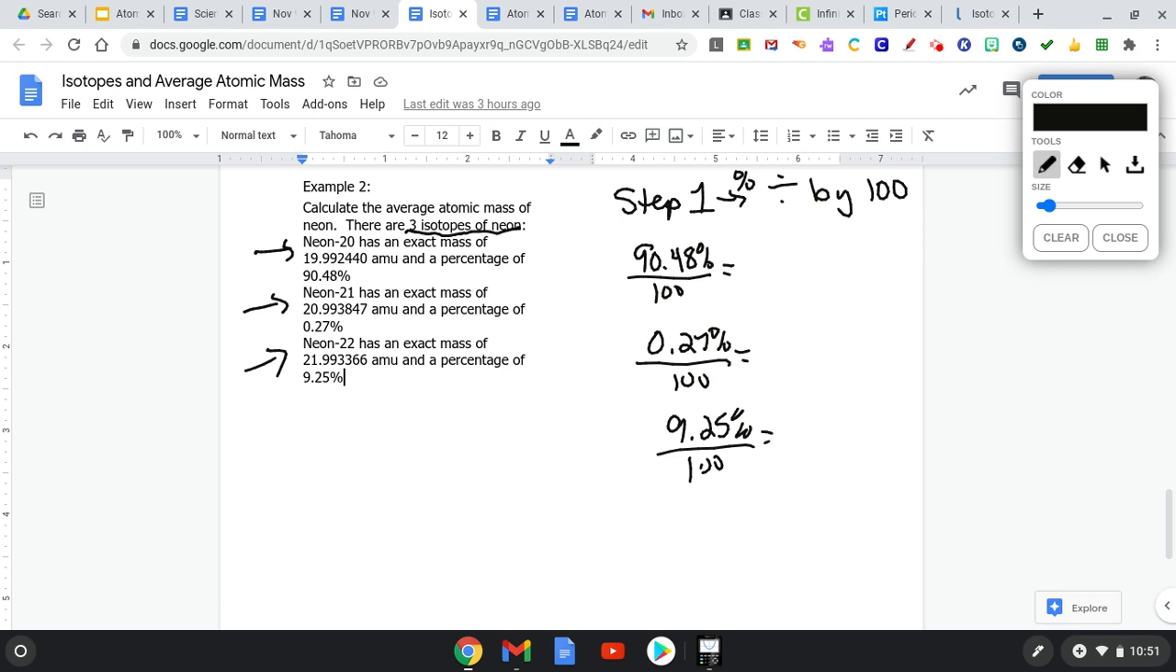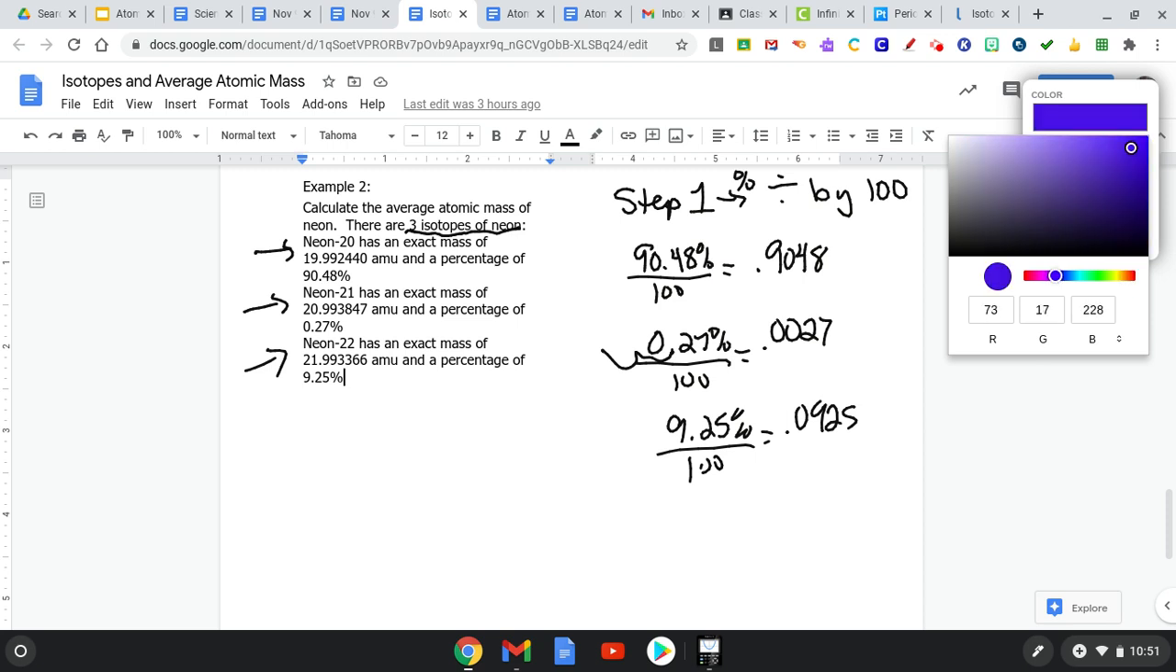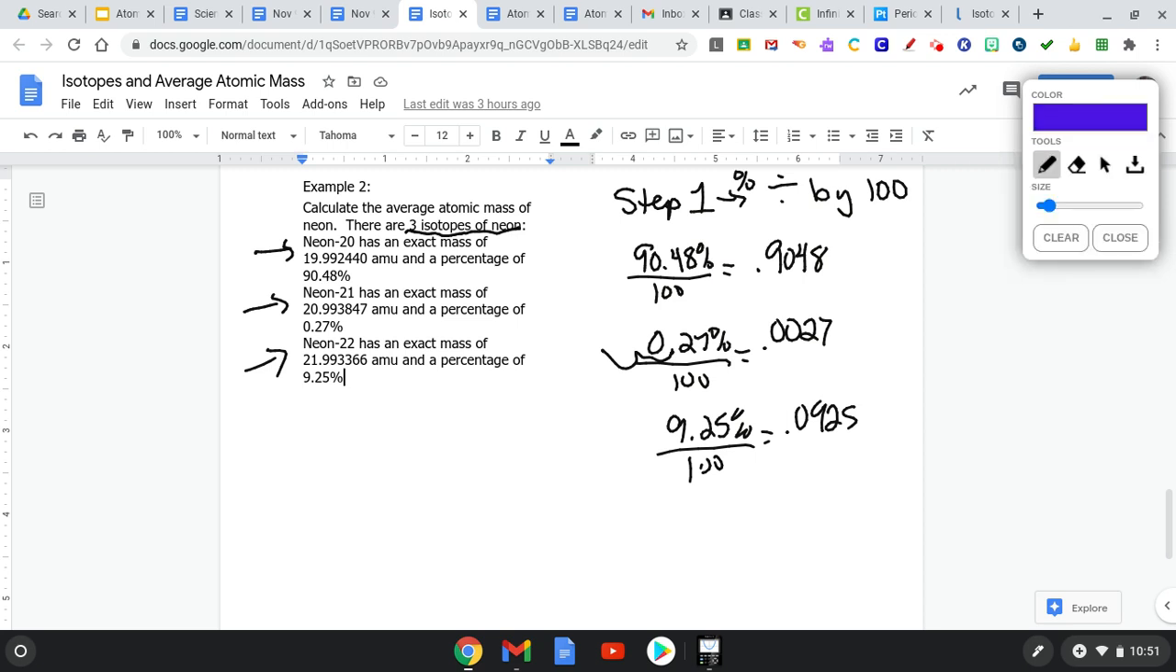So I'm going to move my decimal 2 times to the left, so 0.9048. Now be careful on this one. If I move it 2 times to the left, I get 0.0027. 2 times to the left is 0.0925. So those are my answers for step 1. So now for step 2, let's see if I can change my color. So for step 2, I'm going to multiply each of these by their masses.